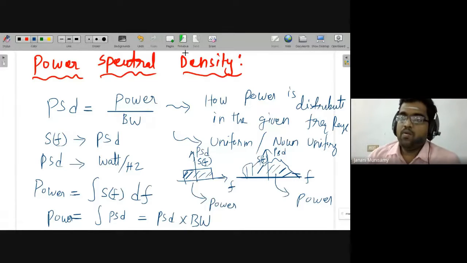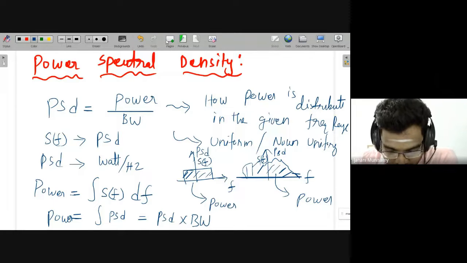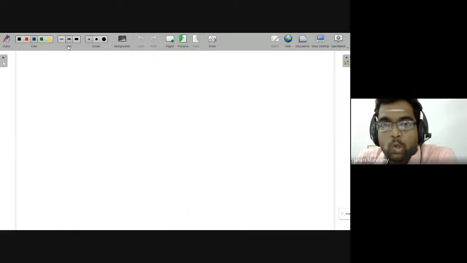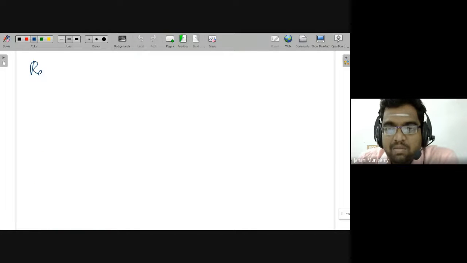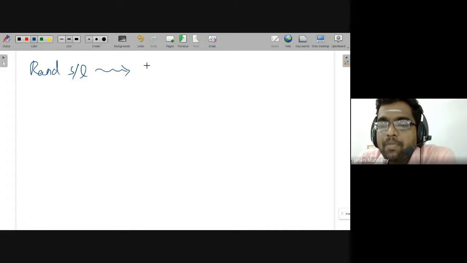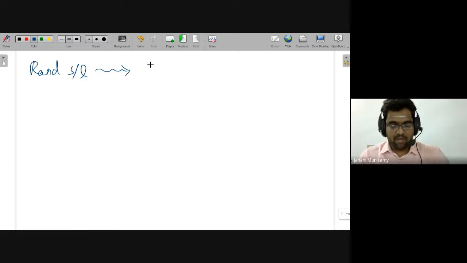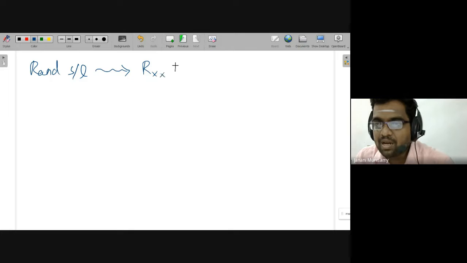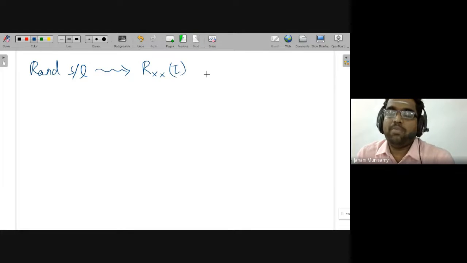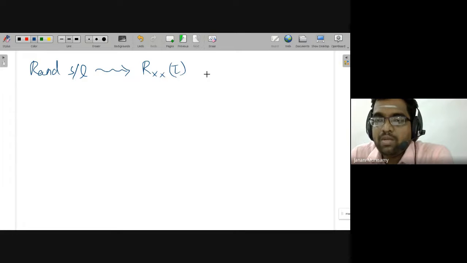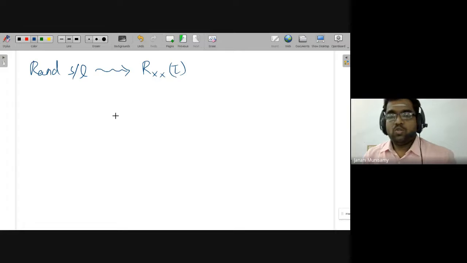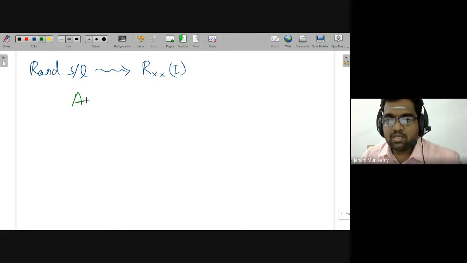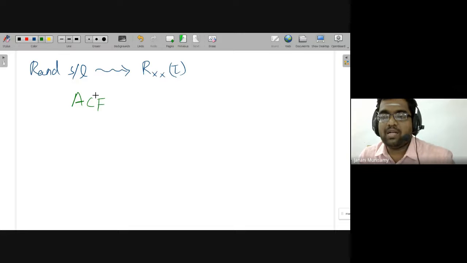Now we'll see the relationship between the autocorrelation function and the power spectral density. I am taking some random signal, but for that random signal, somehow I know the autocorrelation function. Why? Because a random signal we cannot express in the time domain with the help of a deterministic equation, but somehow we know the autocorrelation function nature. Again, this autocorrelation function will usually be in the time domain or tau domain.